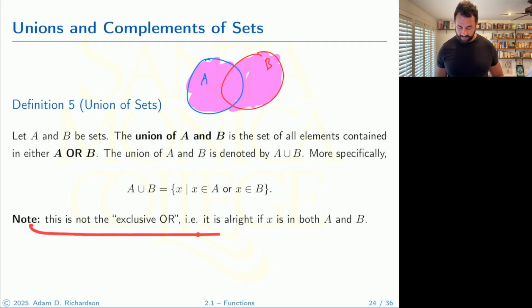A little side note at the bottom here. When we talk about the union, we are not talking about the quote exclusive or. It is okay if an element is in both sets. So in particular, if an element is in here somewhere, that's okay. That's included in the union. We're not using an exclusive or where we are removing things that are in both. Okay. So union is just everything.